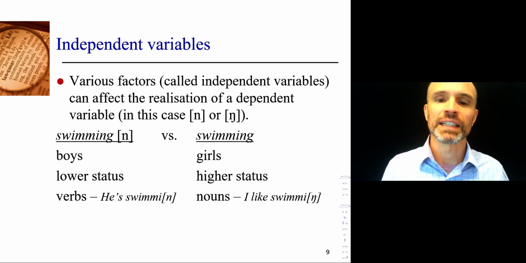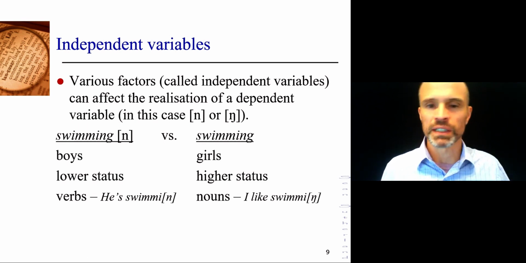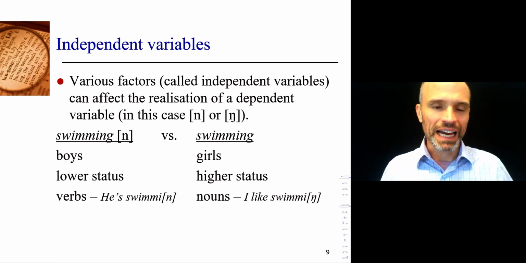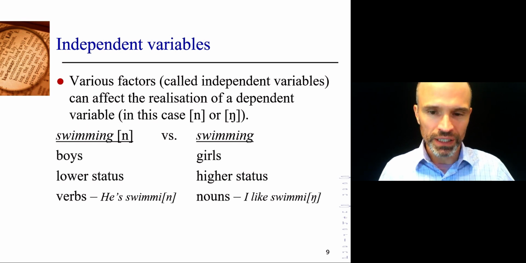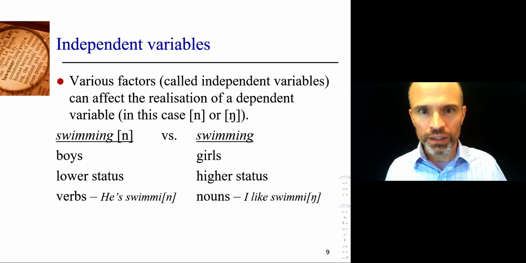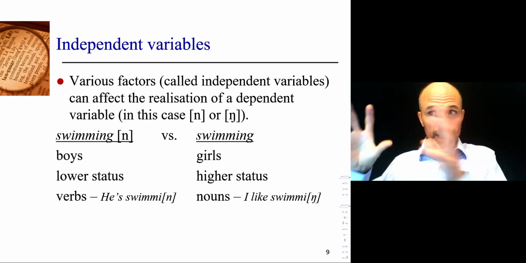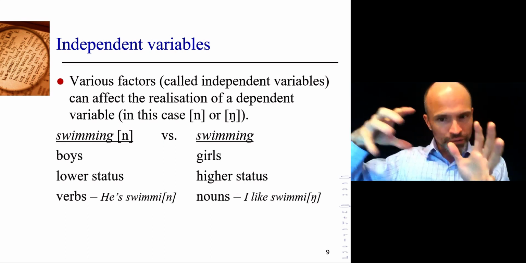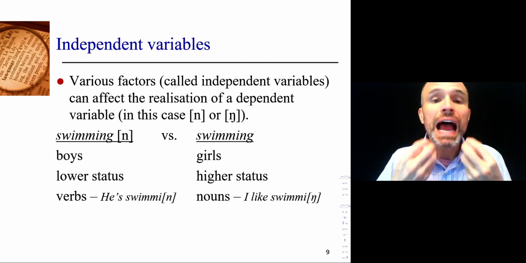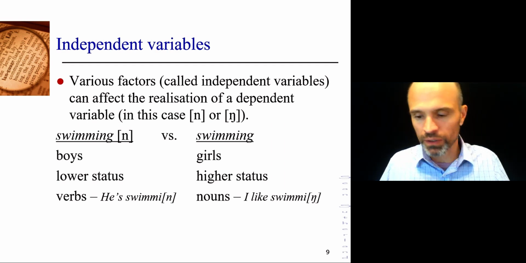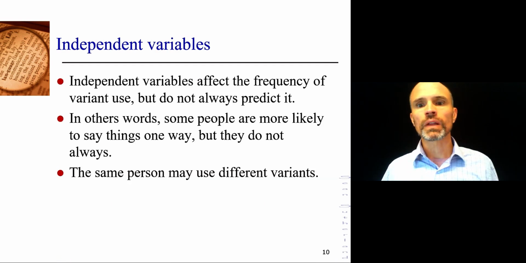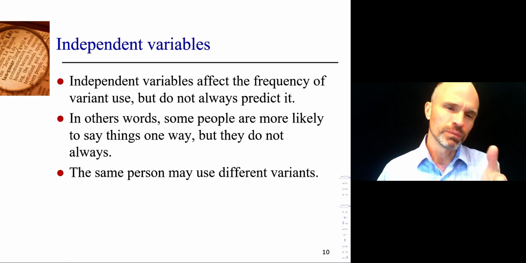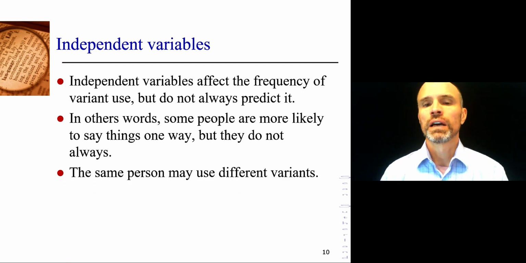You can do tests, that's what I mean by testable. You can do tests to see which of these are more common. Listen to boys, listen to girls, see who does which one more often. So these things, in this case, gender, class, or grammatical position, are independent variables, right? Independent that affect the dependent variable. How do you say the word swimming or swimmin'? They affect, this is what you're seeing here is what I said a couple of minutes ago, right?